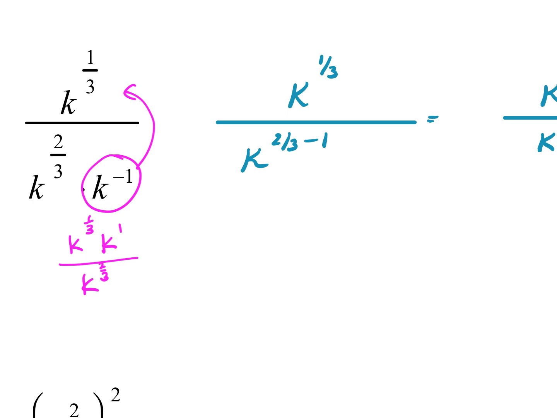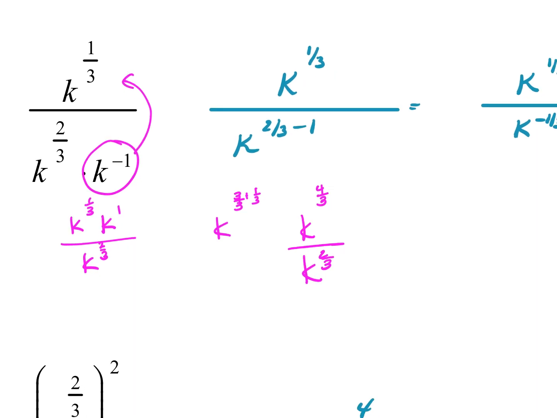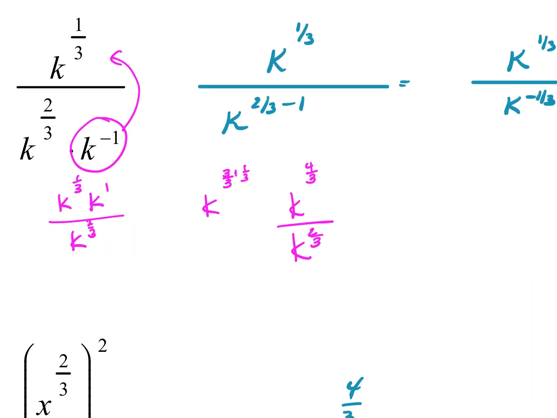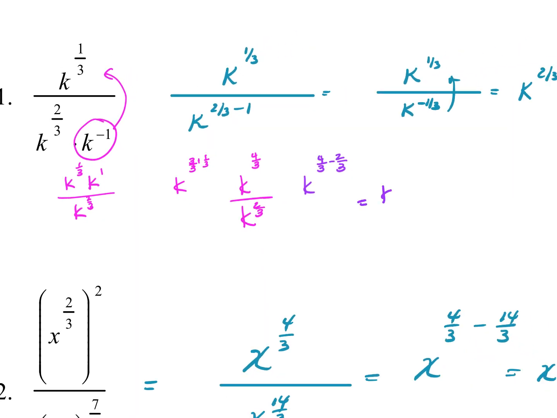Right? Now you've got 2 in the top. I want to combine them together, so I'm going to add those exponents. So I get k to the 1 plus 1 third, or 3 thirds plus 1 third, which means k to the 4 thirds, over k to the 2 thirds. Then you've got 1 in the top and 1 in the bottom, same base. So I want to subtract them. 4 thirds is bigger than 2 thirds, so k to the 4 thirds minus 2 thirds is k to the 2 thirds.